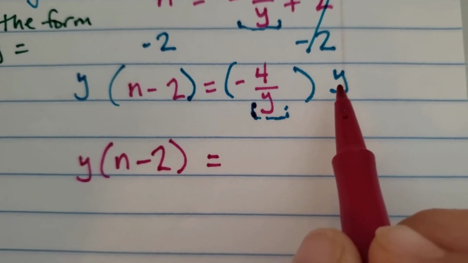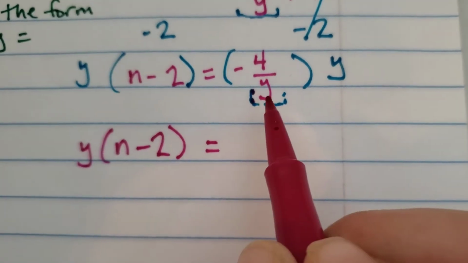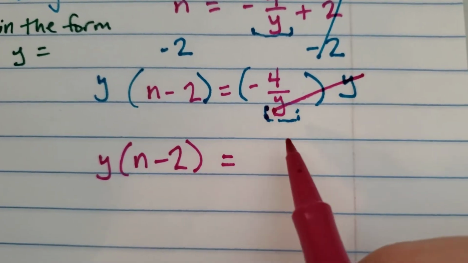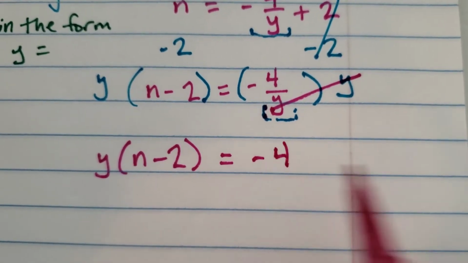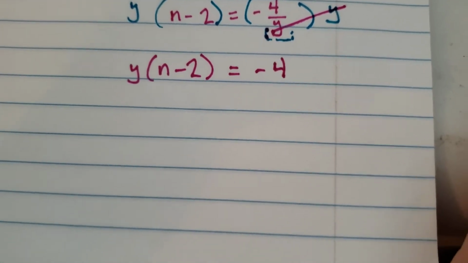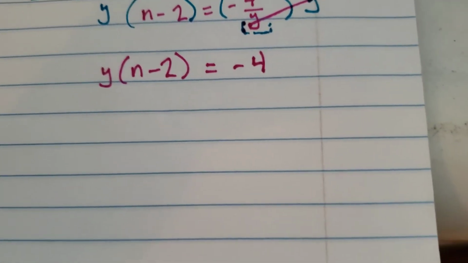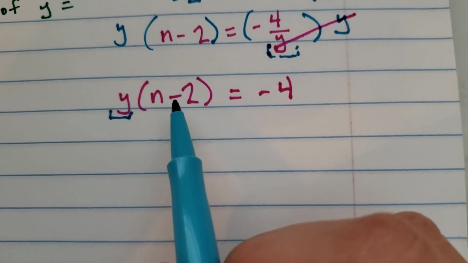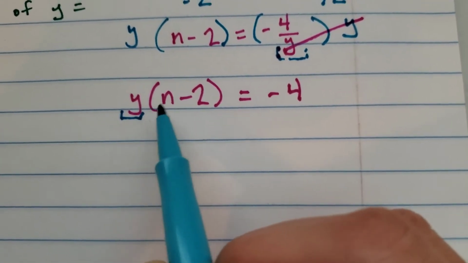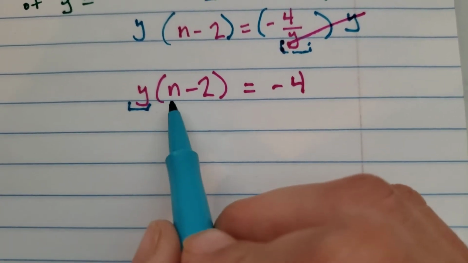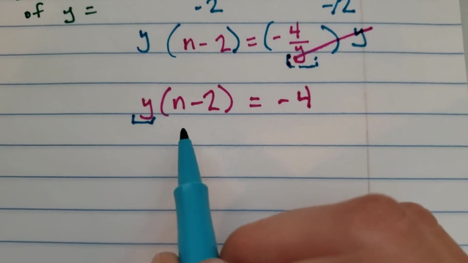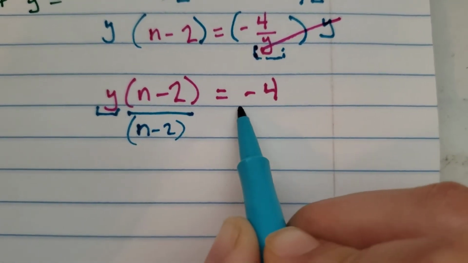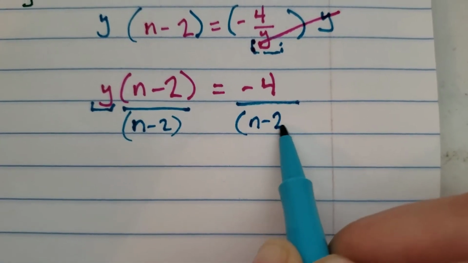Over here, I'm going to bring down exactly what you see. It'll be y times n minus 2. Over here, what happens with a y when I multiply by y and divide by y? Well, that's inverses again, multiplication and division. They're going to cancel out. So all that's left over here is -4. Okay? And then my very last step to get y alone is this is y times n minus 2. Well, again, the inverse of multiplying by n minus 2 would be divide by n minus 2. So divide this side by n minus 2, and the same as dividing this side by n minus 2.